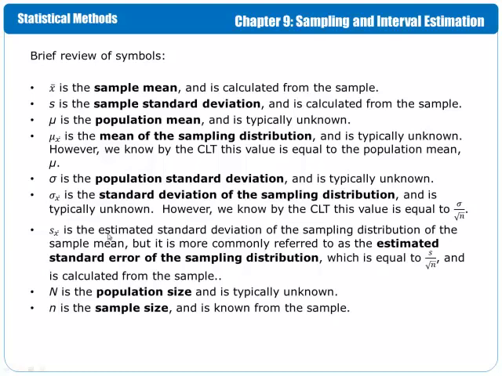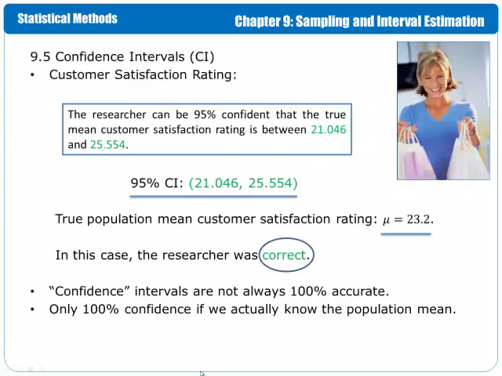S sub x bar is the estimated standard deviation of the sampling distribution of the sample mean, but is more commonly referred to as the estimated standard error of the sampling distribution, which is equal to the standard deviation divided by the square root of n, just as it was here, except in this case we're using a sample standard deviation instead of the population standard deviation, which we would typically use because we typically know the sample standard deviation and not the population standard deviation. Capital N is the population size and is typically unknown, and lowercase n is the sample size and is known from the sample. Now let's look at confidence intervals.